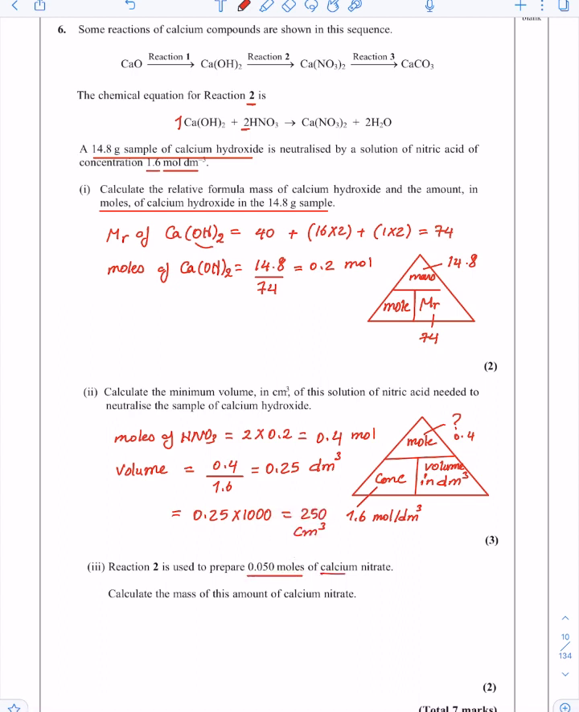Reaction number 2 is used to prepare 0.0550 mole of calcium nitrate. Calculate the mass of this amount of calcium nitrate.